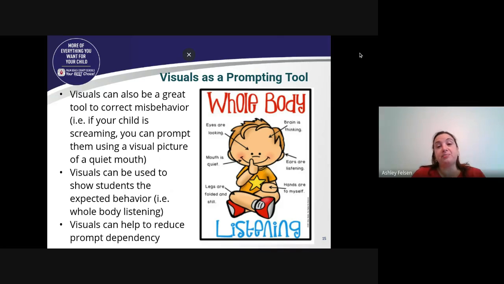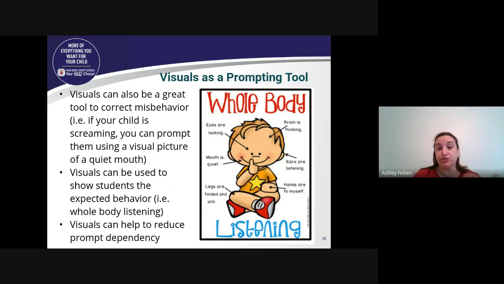Using visuals as a prompting tool. So visuals can also be a great tool to correct misbehavior. So if your child's screaming, you can prompt them using a visual picture of a quiet mouth. So they can be beneficial in that way as well. Visuals can be used to show the students what the expected behavior is.